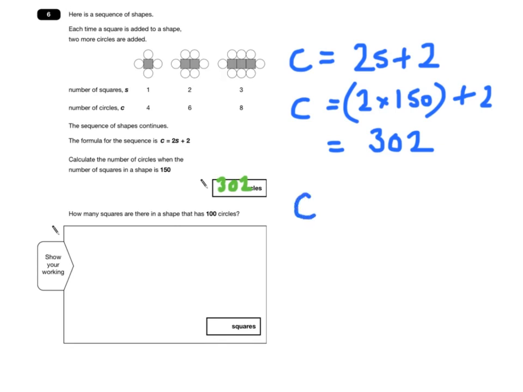Now the second part says, how many squares are there in a shape that has 100 circles? Well, you can see that they've changed it round. They now want the number of squares. So we're going to rearrange the equation.